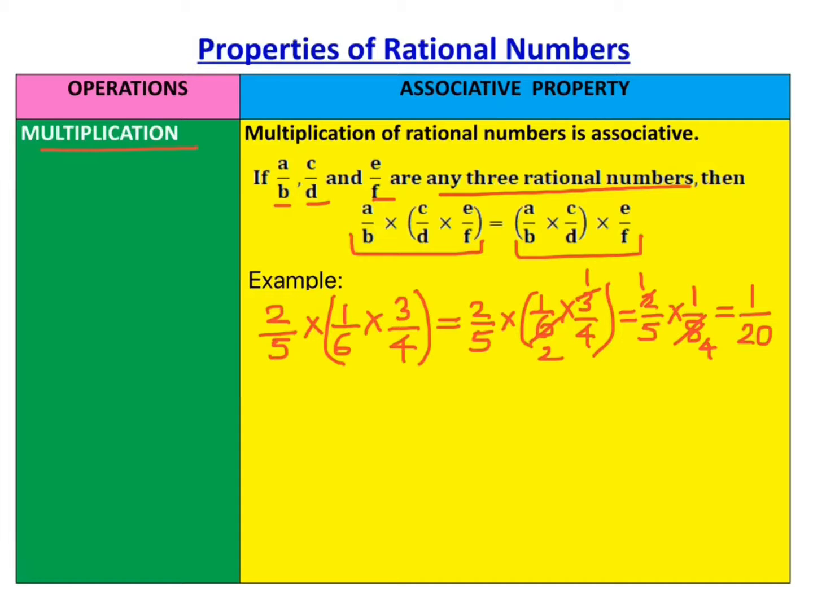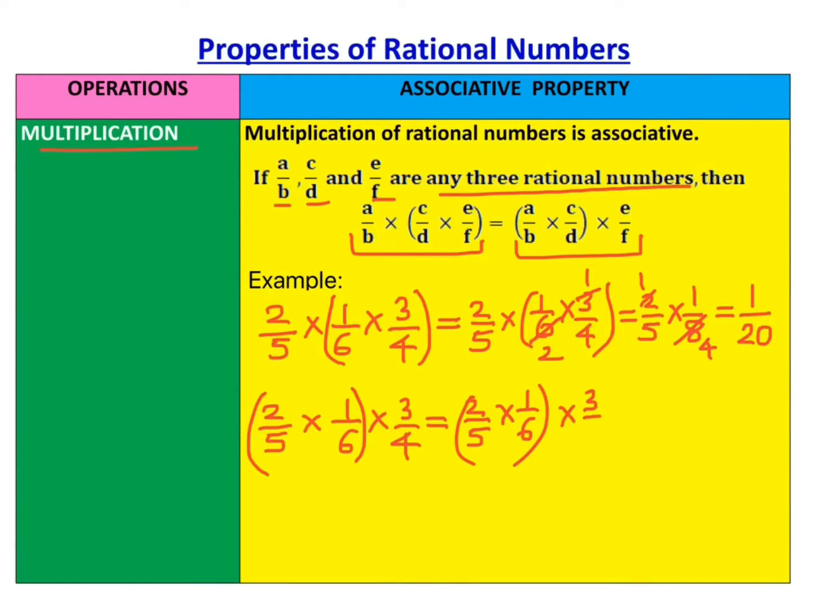Now let's consider the same rational numbers and multiply it. But this time let us group the first two rational numbers and simplify this expression. This expression is equal to 2 by 5 times 1 by 6 times 3 by 4. Now inside the bracket we can see that 2 and 6 have 2 as common factor. Let's cancel it. 2 times 1 gives 2, 2 times 3 gives 6.